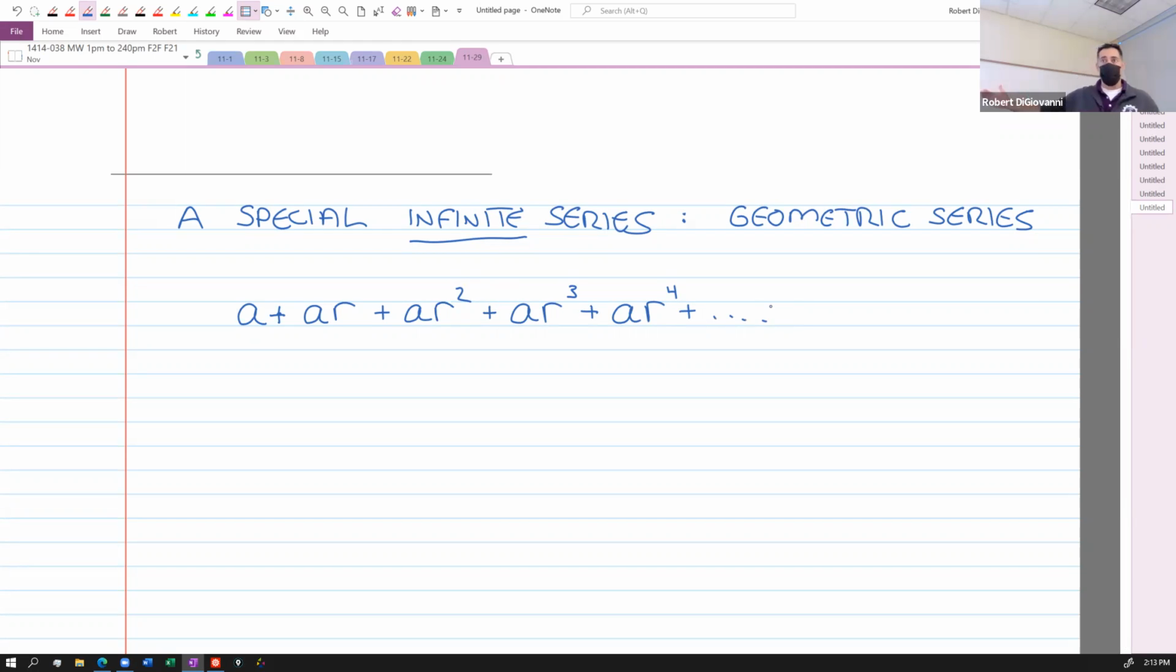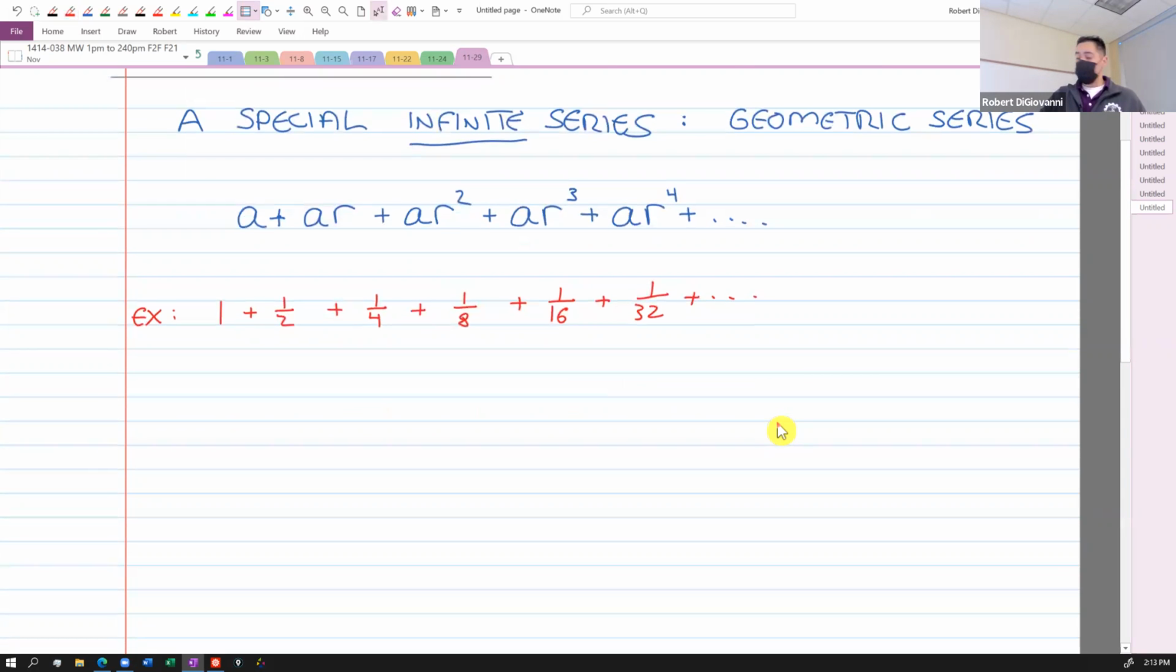I will give you an example, a couple of them, so you can see it. As an example, very simple one, 1 plus a half plus a 4th plus an 1/8 plus a 16th plus a 32nd plus ... Can you all see that that's a geometric series? Can you identify the A and the R? Can you tell me what the A is? Can you tell me what the R is here?